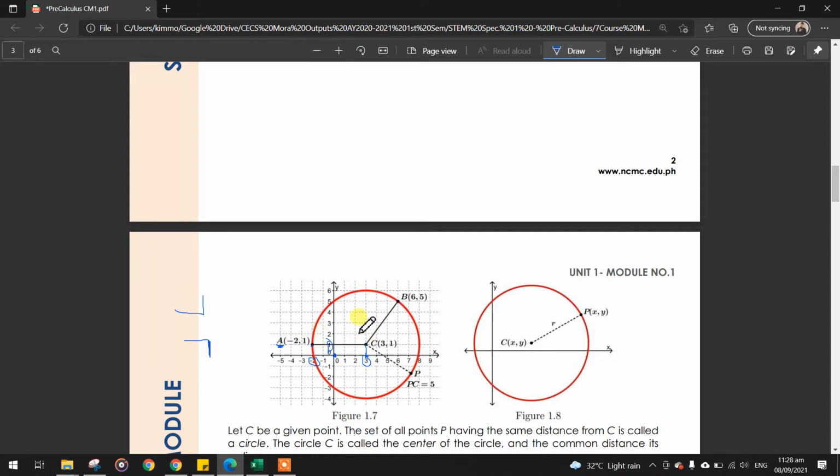And how do you compute its distance? If the figure is accurate, we can count it directly. We start from point A. So this is point A. We just count: 1, 2, 3, 4, 5. Meaning, the distance from A going to C is equal to 5. That is by just counting using the graph.